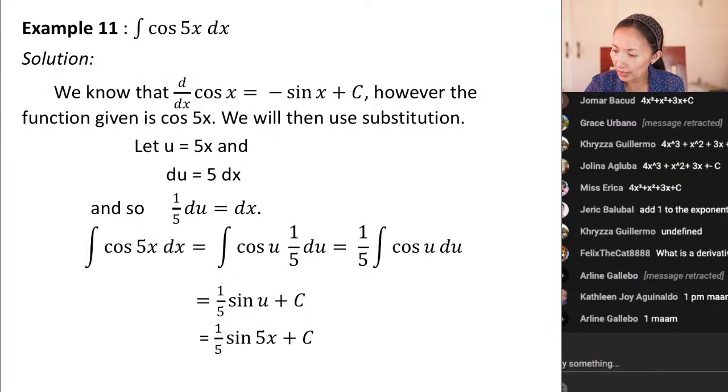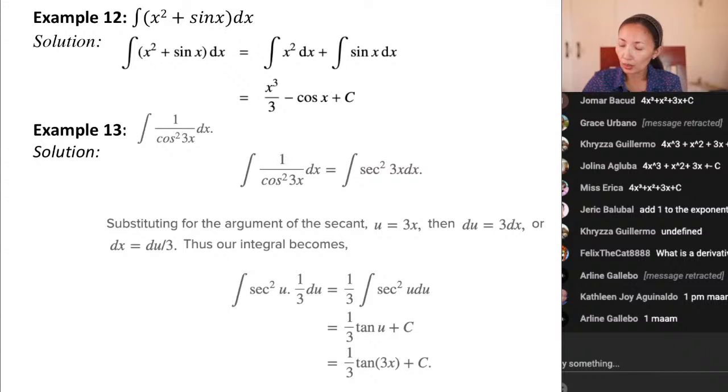But before this, ito muna. I prefer working on example number 12 muna before number 11 because this is simpler. Okay, integrate the quantity x squared plus sine x dx. Okay, this is a sum, so we can use integral of a sum. Term per term integration would give us integral of x squared dx. Use power rule, and then here use the trigo rule.